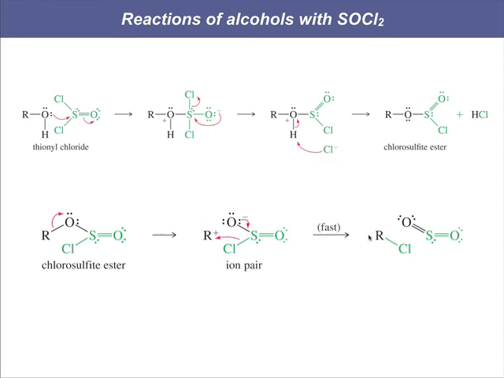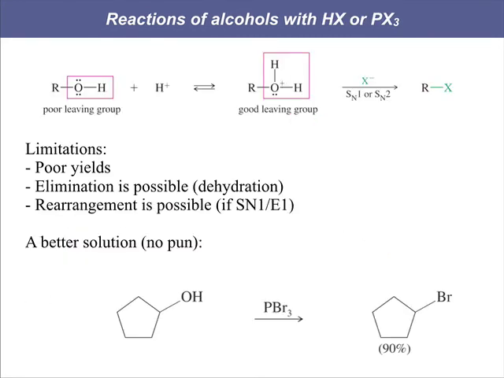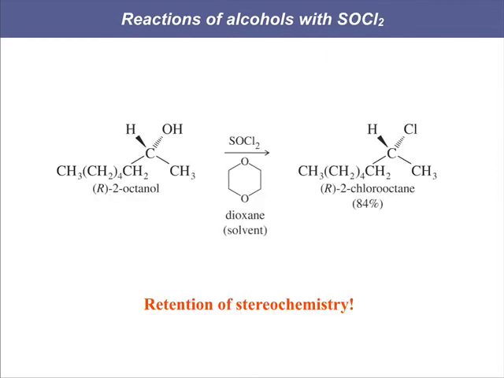So we will always get retention by this method. So don't confuse the two, keep those straight. If you want inversion to get a halogen, use PBr3. If you want retention to give a halogen, use SOCl2.